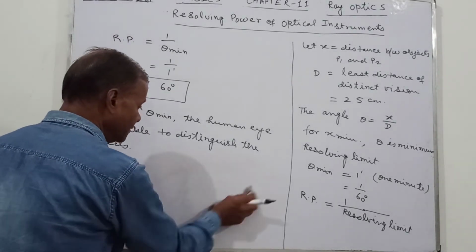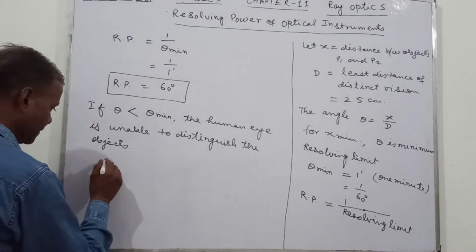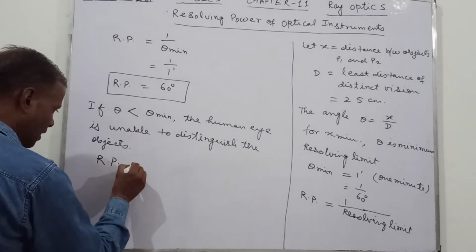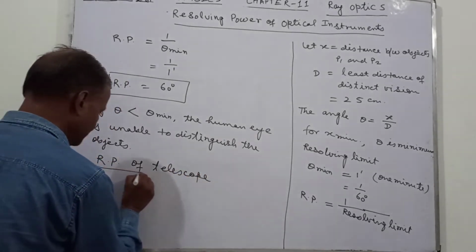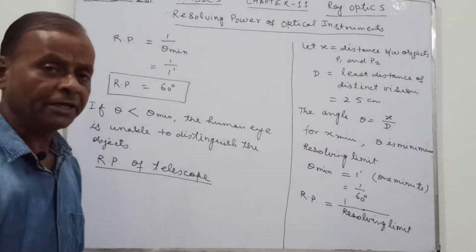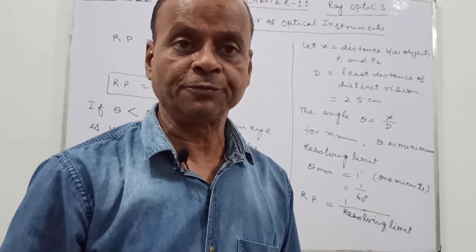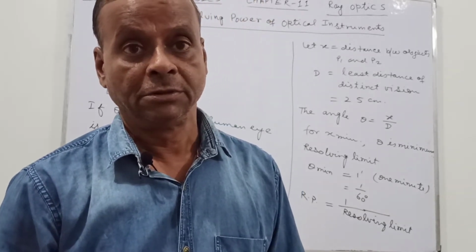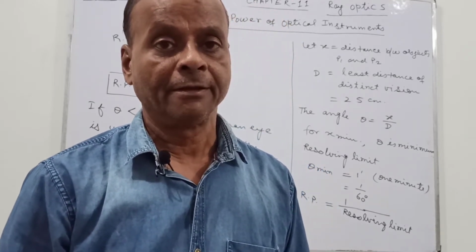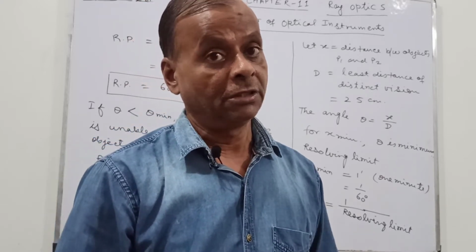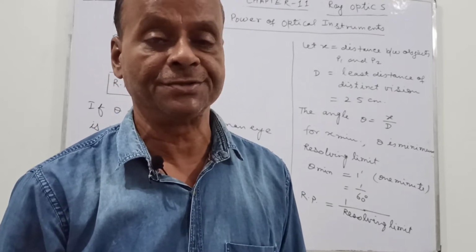So this is about the human eye, and now I take the resolving power of a telescope. In a telescope we have two lenses, the objective and the eyepiece. The image is formed by the objective lens, and the objective lens is very important. You have seen that the objective lens has a very large aperture in comparison to that of the eyepiece. So its resolving power depends upon the objective lens.